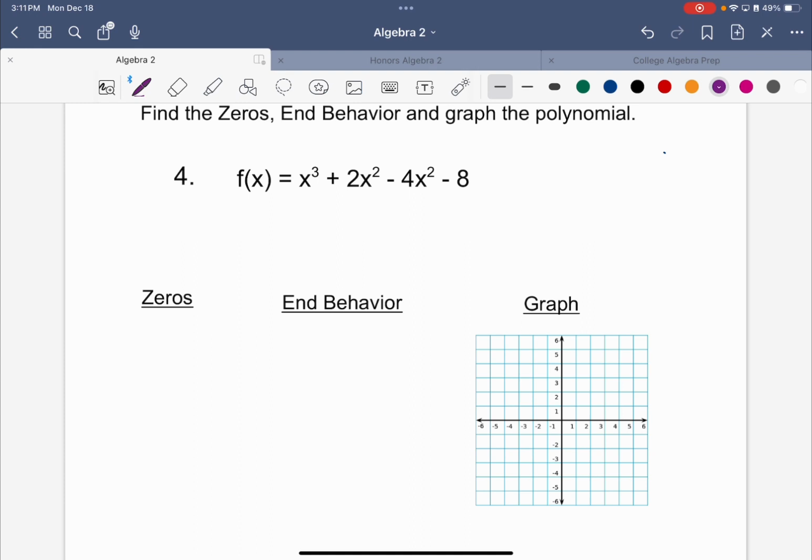So f of x is equal to x cubed plus 2x squared. Make that minus 4x minus 8.